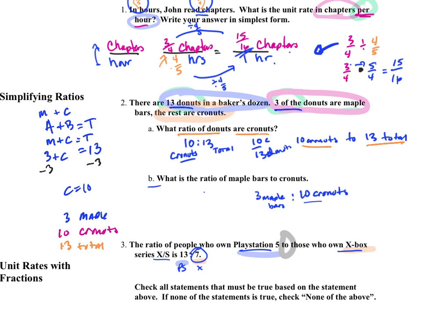Okay, and then the ratio of maple bars to cronuts. So we have to pay attention to that "to," and that means whatever we were going to do, we had to put down maple bars here, and then "to" means we're going to have this colon, right? The word "to," and then we're going to have cronuts. Then we just plug in the numbers. There's 3 maple bars, right? We had that over here. Right over here, there's 3 maple bars, and therefore there are 10 cronuts. So we have a 3 to 10 ratio.